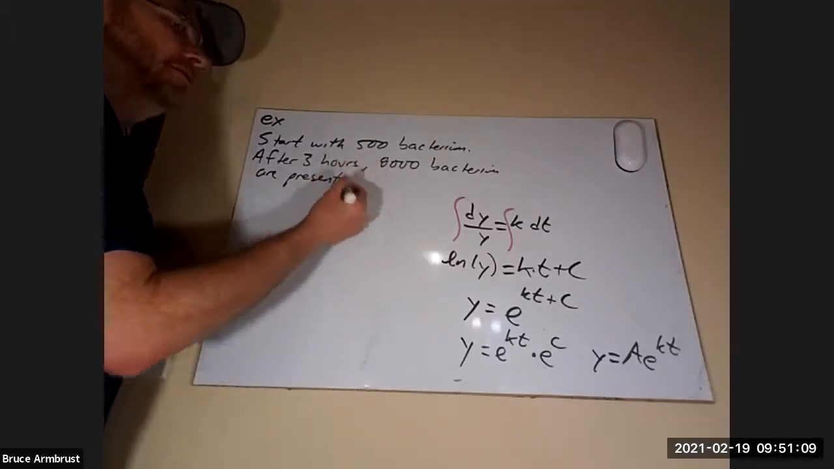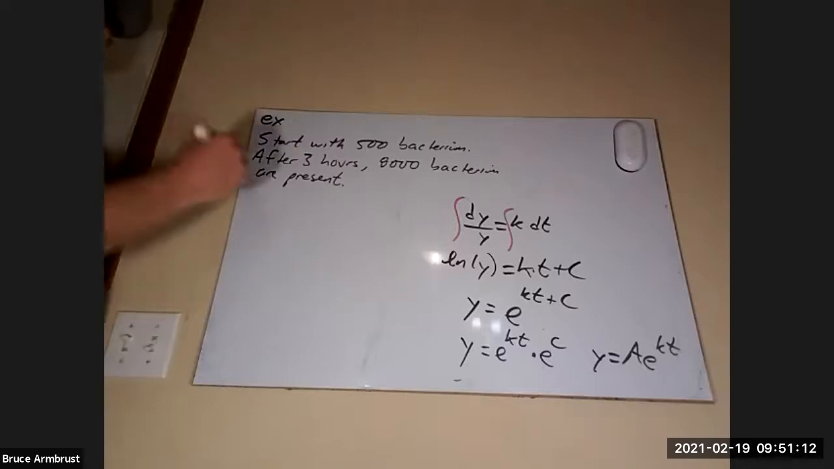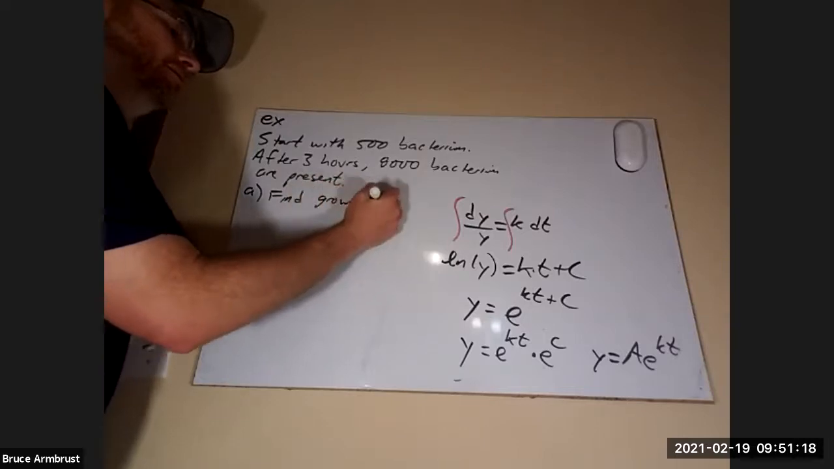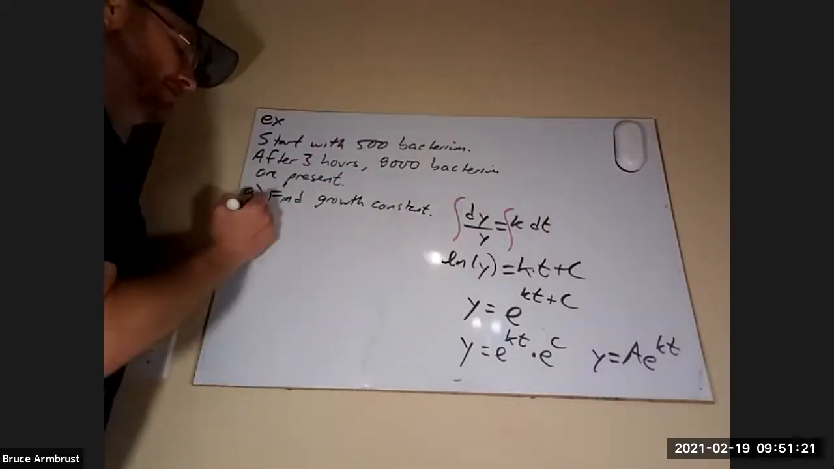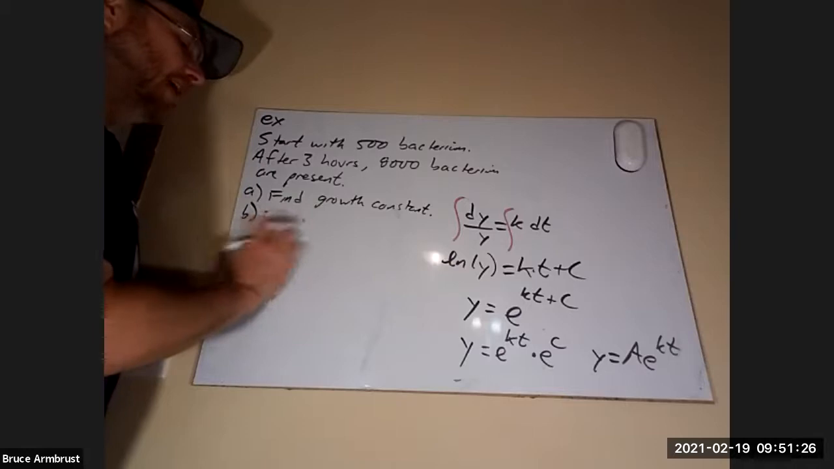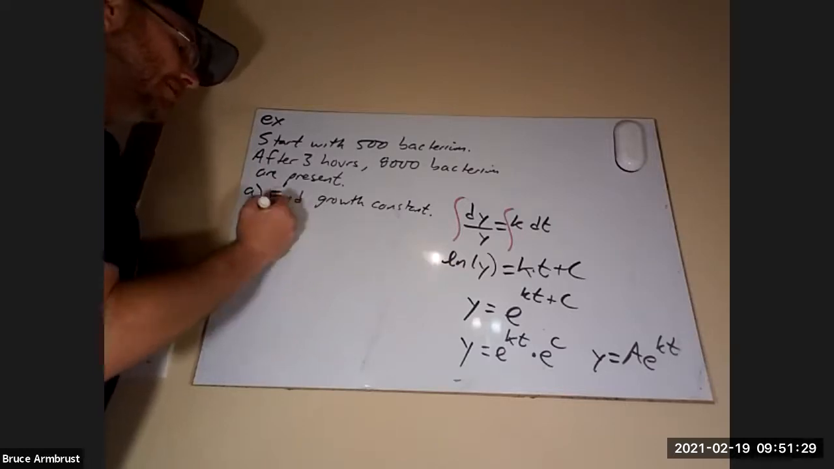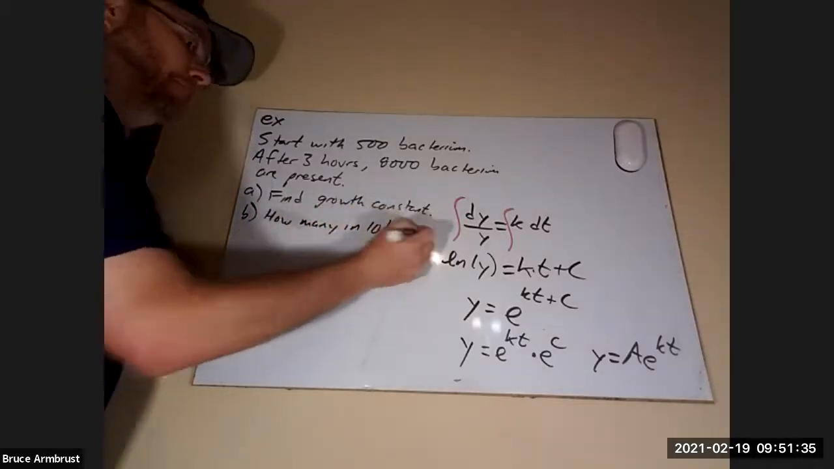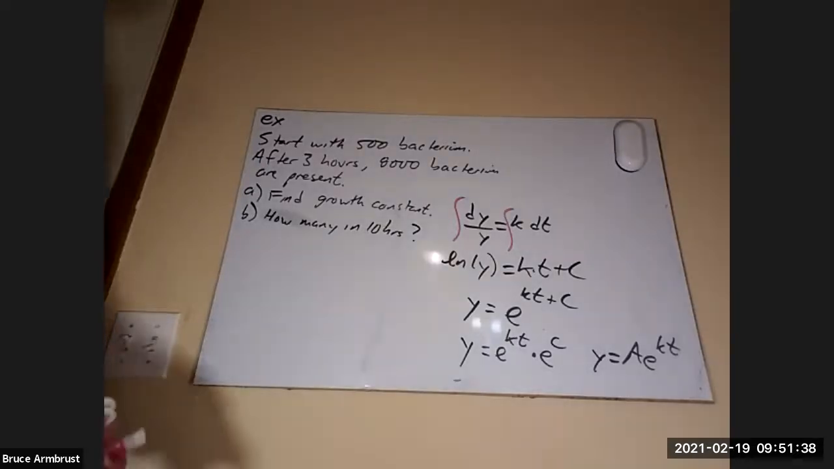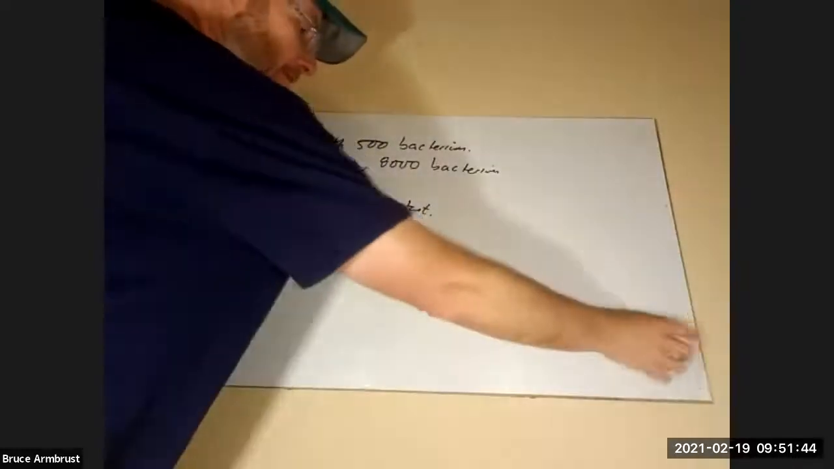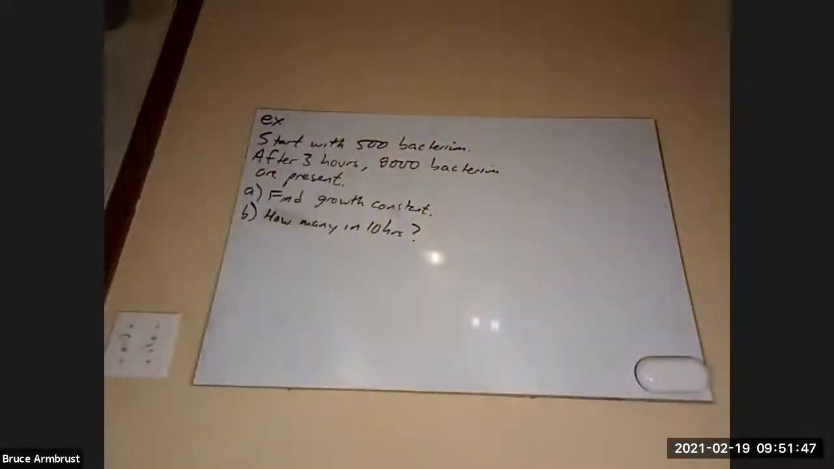All right, so now my question is, let's do this. Let's find the growth constant. And then let's figure out how many we'll have in 10 hours. Okay, so it's a two-part question. We want to figure out the growth rate, the growth constant. Okay. And then we want to figure out how many there are going to be in 10 hours.